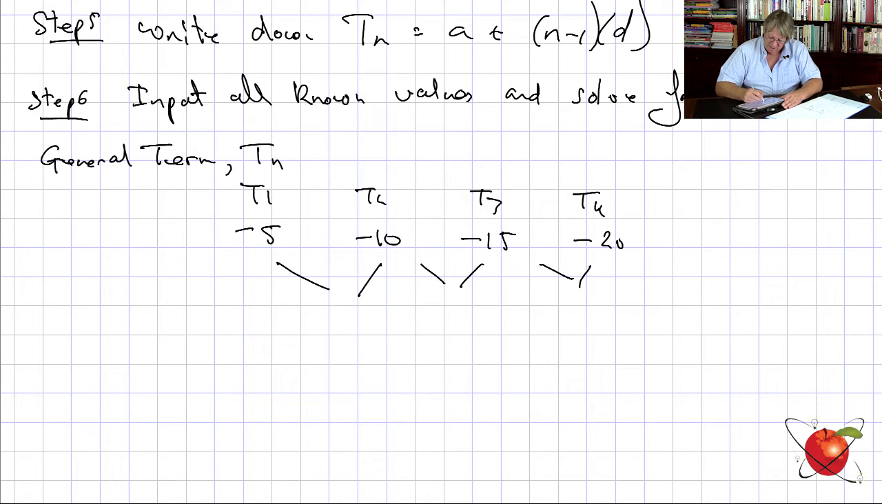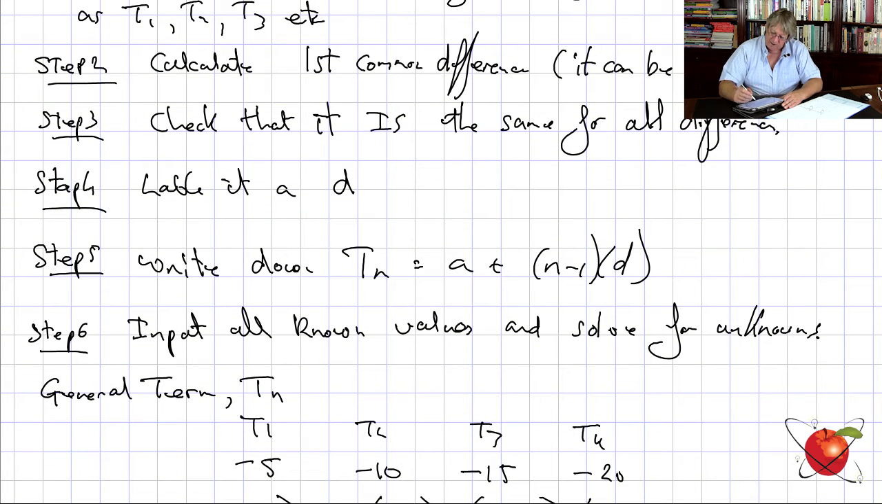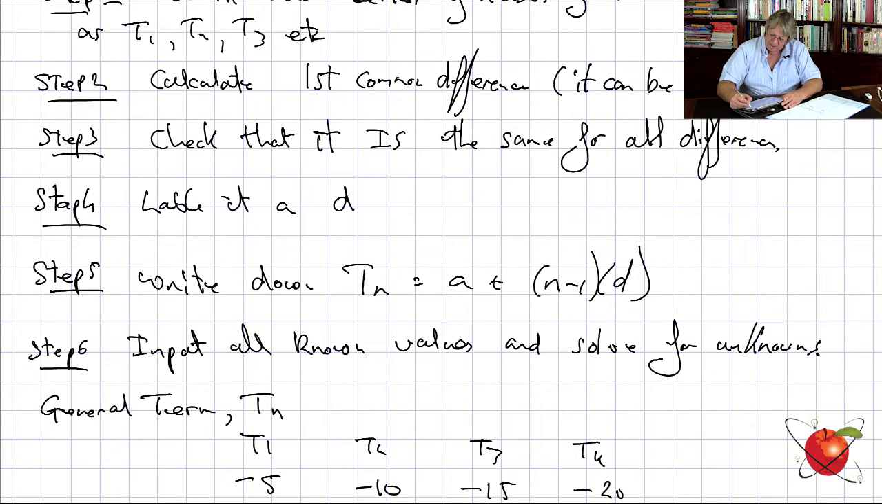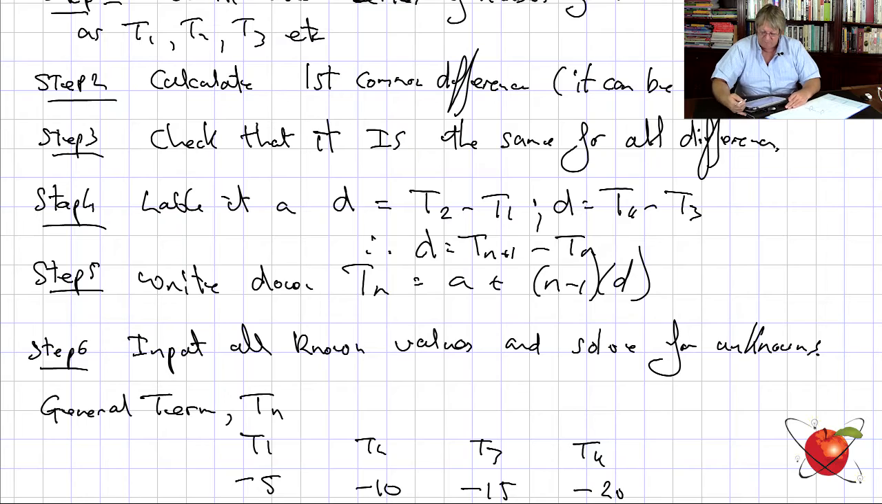Now, underneath it, do this, okay? This constant difference here is going to be T2 minus T1. I'm now going to put it over here, okay? Calculate the first common difference. I'm going to say it is T2 minus T1. So D equals T2 minus T1. But D also equals T4 minus T3. Therefore, D is going to be equal to Tn plus 1 minus Tn. In other words, it equals the term ahead minus the term behind. Okay? Cool. Now, that's what we've said.